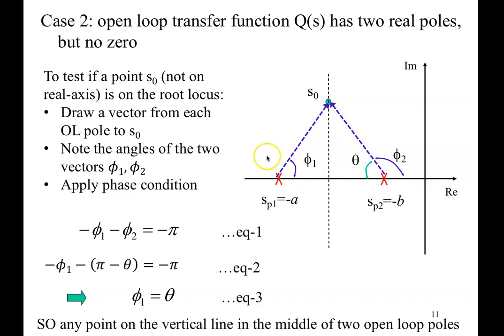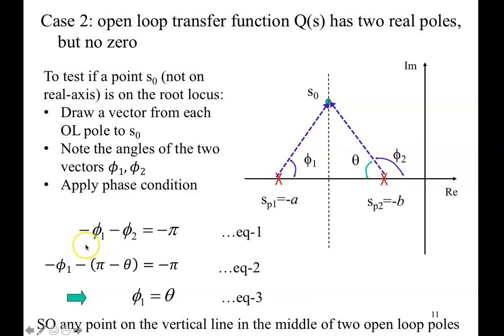Now the angles formed give me phi 1 for this pole, and phi 2, my second angle, for the second pole. It's between this line and the real axis, and between this line and the real axis. Because it's the angle between the test point and the poles, we need to put a negative in front. Zeros will be positive, poles will be negative. So adding them together, I have minus phi 1 added to minus phi 2. This must be equal to minus pi if that s0 is a possible closed loop pole, or is on the RootLocus.